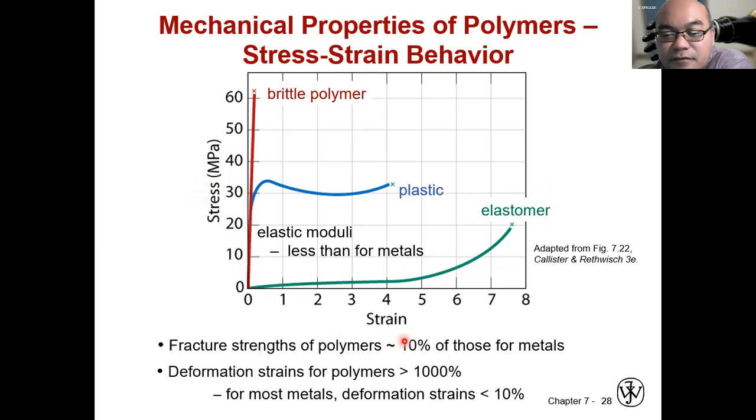So the fracture strength of polymer is more or less 10% of that for metal. And for this polymer, the deformation strain is larger than 1000%. It can deform 10 times, the strain is 10. For most metals, deformation strain is less than 10%.